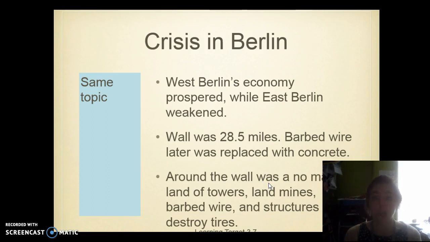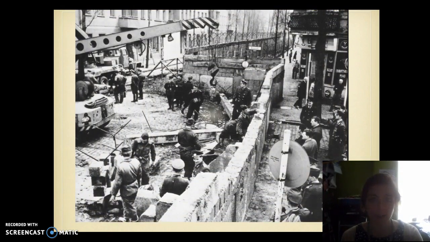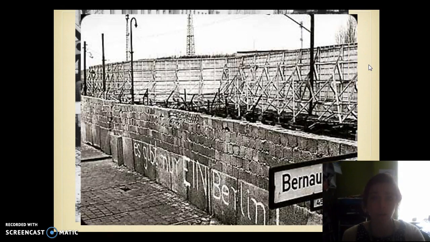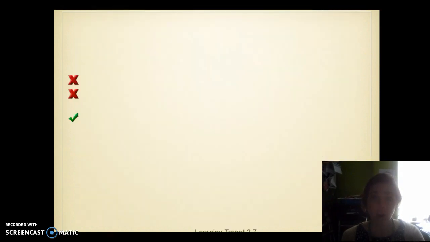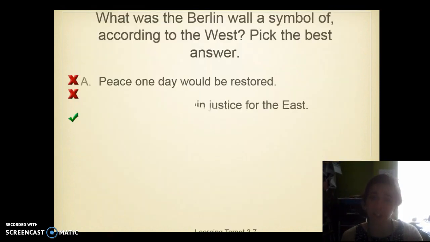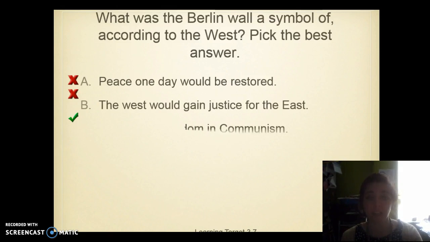Around the wall was a no man's land of towers, landmines, barbed wire, and structures to destroy tires. Here is a picture of the wall. On one side, the people over here are putting the wall up, so that's the communist side, and the non-communist side is just standing there watching. A lot of people wrote on the wall about trying to free Berliners, because if you were caught crossing it, you were shot and killed.